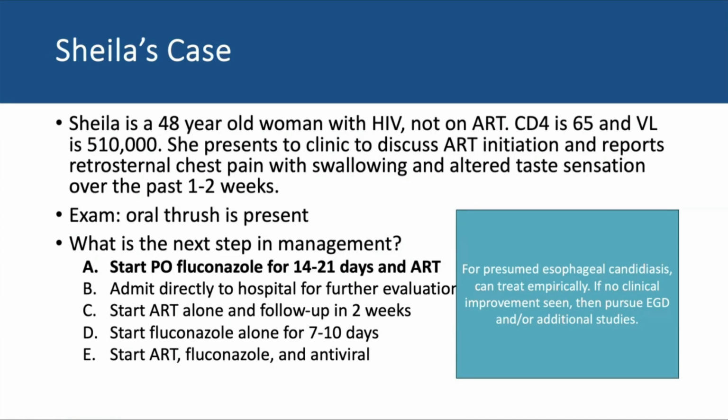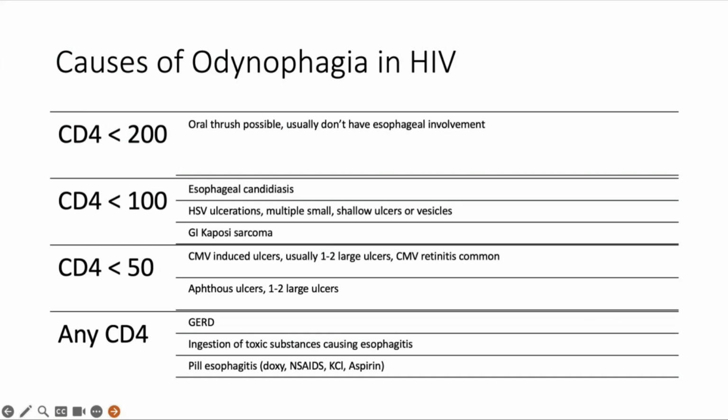So for presumed esophageal candidiasis, you can treat empirically. If they aren't getting better, that's when you would move on to more advanced workup, usually with an EGD. Or in people with recurrent disease, you may worry about whether they have resistant candidiasis. But on a first episode, that's pretty unlikely to be the case. And you can safely start antiretroviral therapy in someone with esophageal candidiasis.